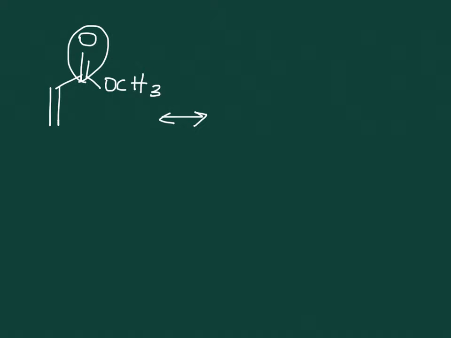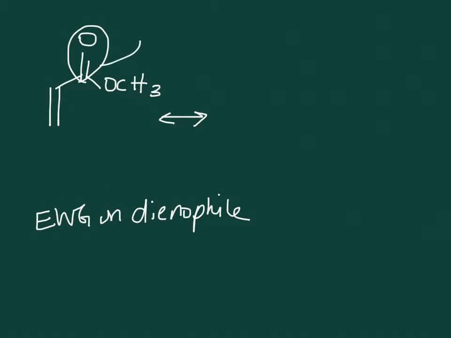If we look at a dienophile with an electron withdrawing group, such as an ester where the carbonyl is attached to the alkene. Okay, so this is electron withdrawing. Alright. This is going to pull electrons toward it.